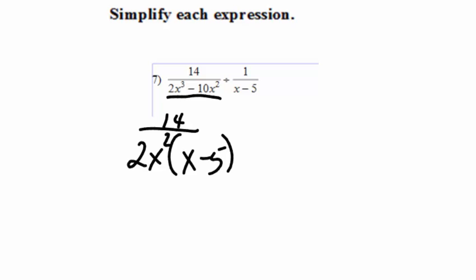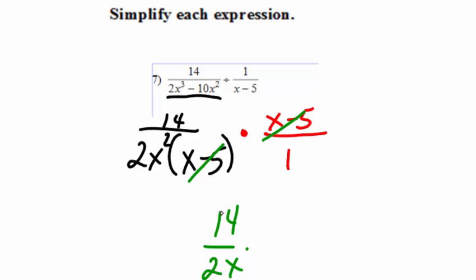If I pull a 2 and the x squared along, I can see that I get x minus 5. And we know when we divide, what do you do? Division becomes multiplication. So I just flip it, and the x minus 5 goes to the top, and on the bottom 1. Well, you can see now these will cancel. X minus 5 cancels x minus 5 once you multiply across, and I'm left with 14 over 2x squared.